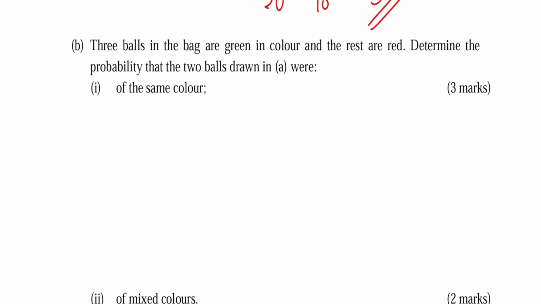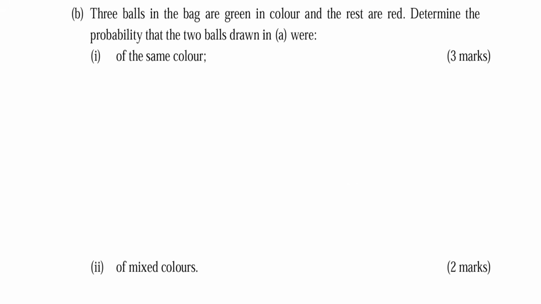So let's go to question B. Now question B, you are told 3 balls in the bag are green in color and the rest are red. Determine the probability that the 2 balls drawn in A were of the same color. So let's draw this as a tree diagram.